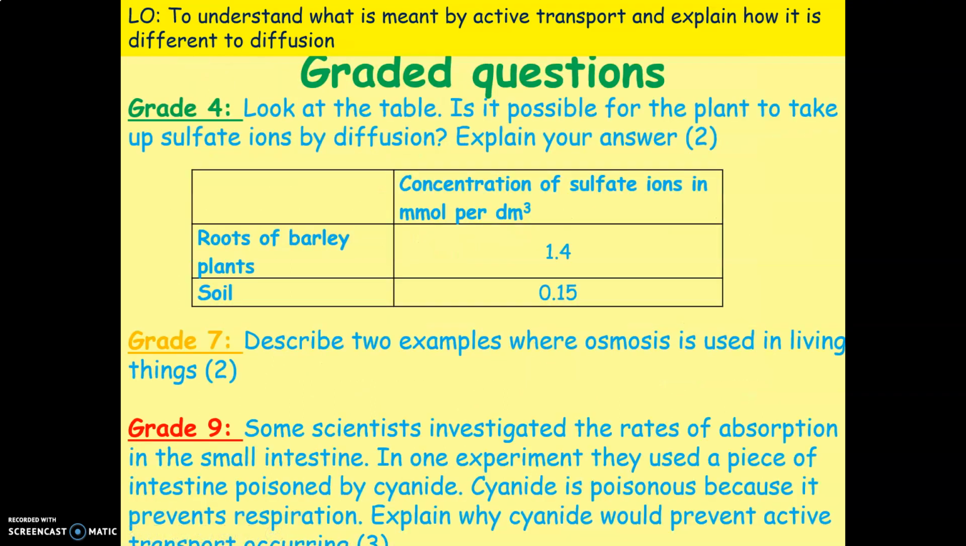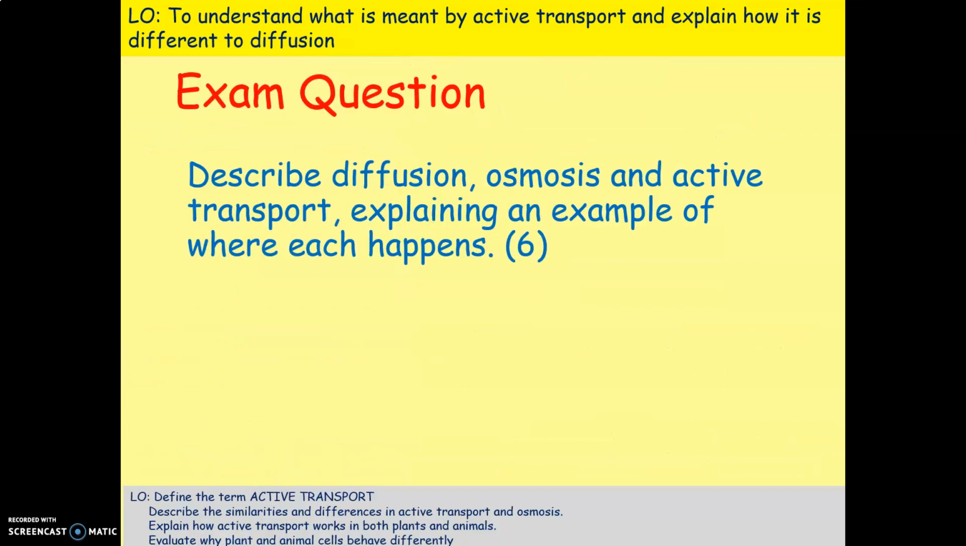Second question. This is a graded question, or graded questions. We have grade 4, grade 7, and grade 9. You can answer the three of them or you can choose one depending on your ability. And the last question, exam question, says: describe diffusion, osmosis, and active transport, explaining an example of where each happens. So it's 6 marks. Once you've completed all the questions, please email your answers to your teachers to get feedback.